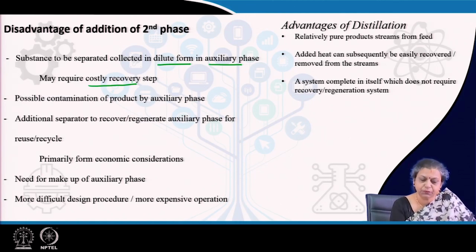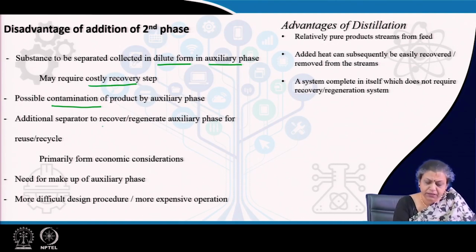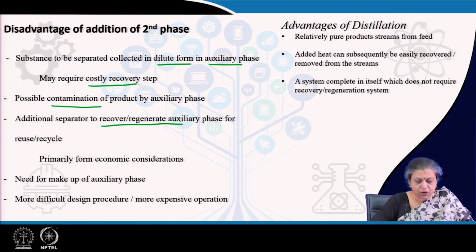Then quite naturally, since the desired component is in association with the auxiliary phase, there is a chance of possible contamination of the product by the auxiliary phase. And you must remember that we need to recover the MSA and recycle it for an economic operation of the process. Therefore, additional recovery and regeneration of the auxiliary phase has to be considered when we design such a process.